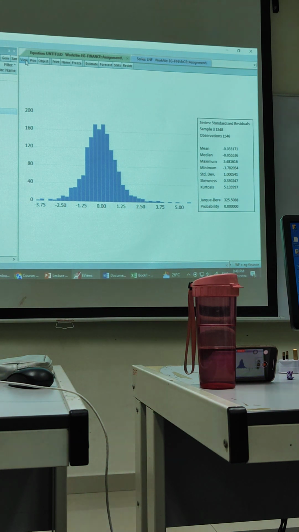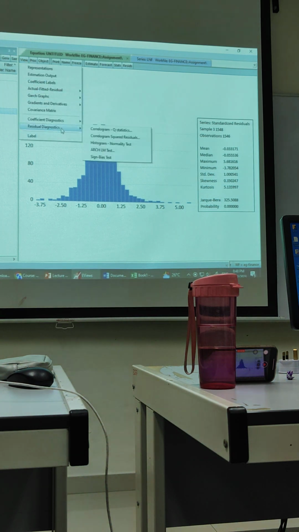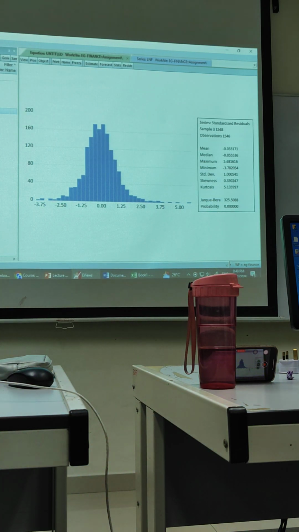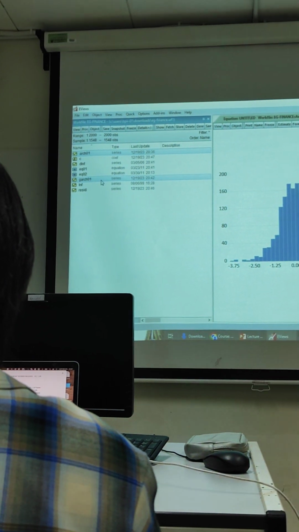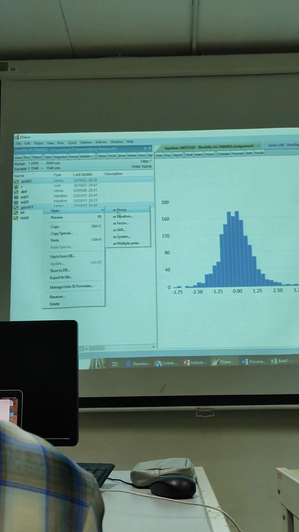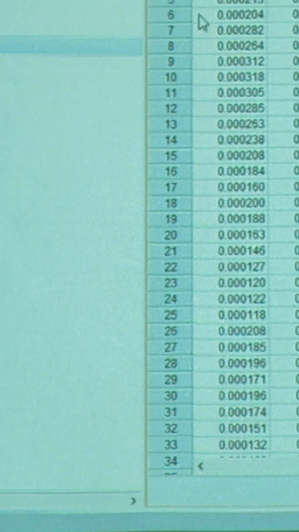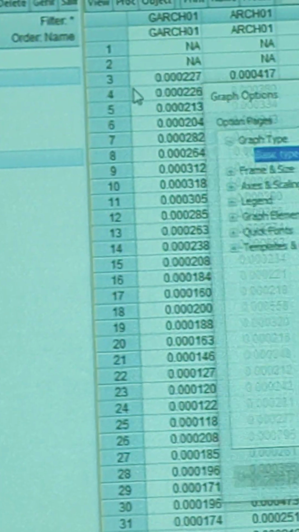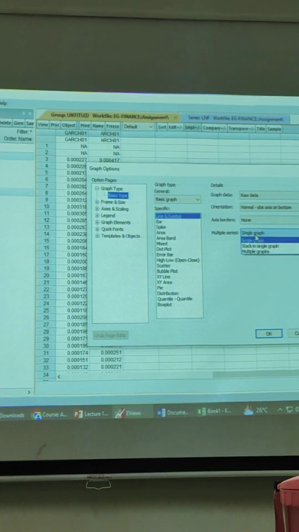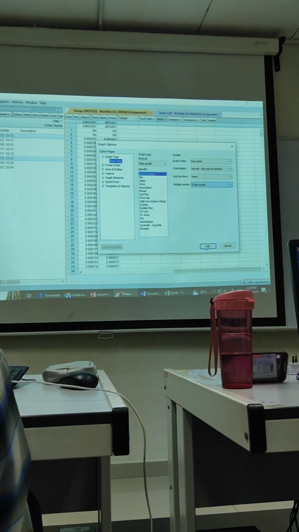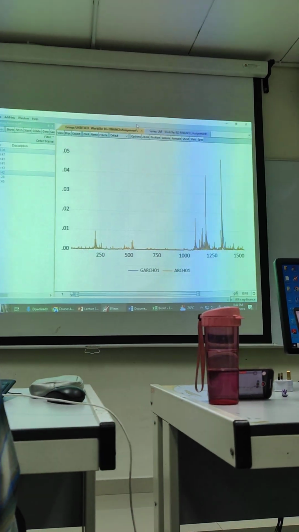But if you use a lower frequency, like annual or quarterly data, normally you can get rid of this normality problem. Then you may want to plot the GARCH and ARCH. You can plot the ARCH and GARCH together as a group to see the difference between these two series. If you stack them in a single graph, what happens? Oh my goodness, you don't see anything.